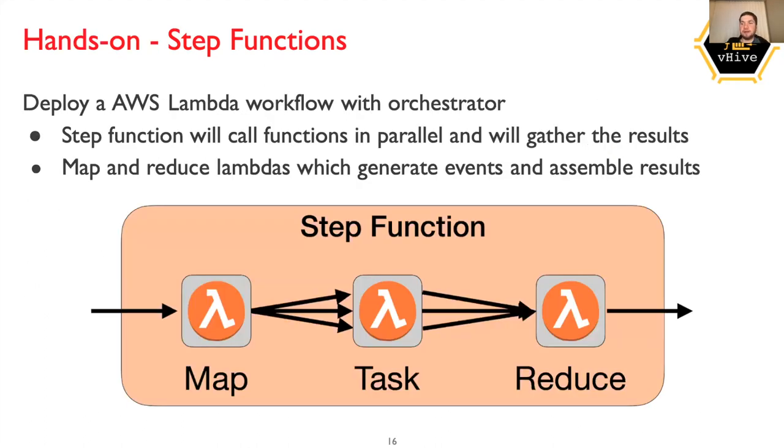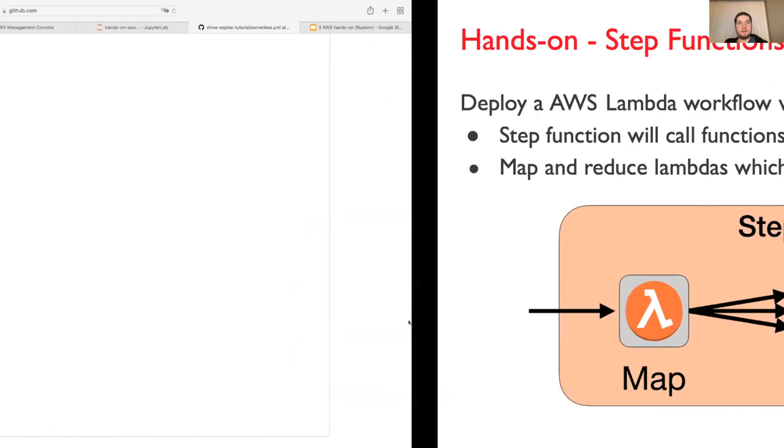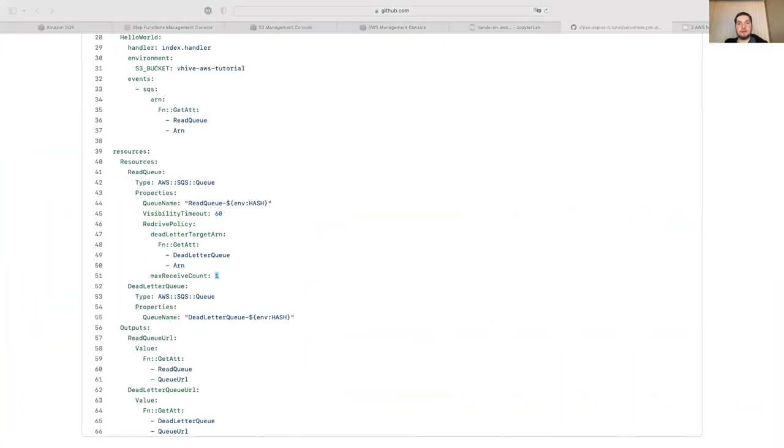So now let's take a look at the first demo, where we will have an AWS Lambda workflow with an orchestrator, a step function, where one Lambda will generate some number of tasks, then these tasks will be run in parallel, and then reduce will gather and assemble the results from the task step. So let's go to the third link.